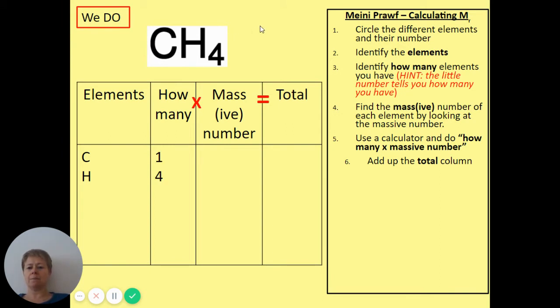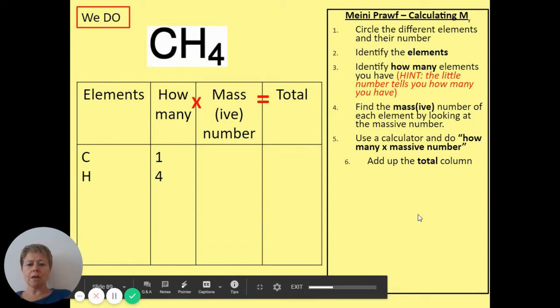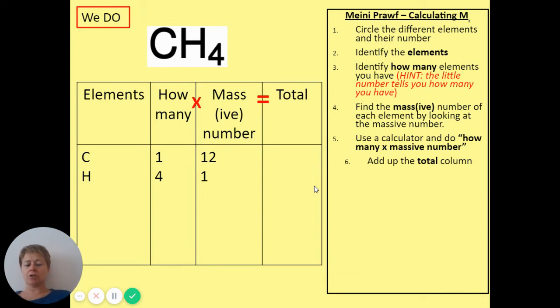Hopefully you're doing this with me. Now have a look at your periodic tables. You need to find the mass number, which is the big number, for carbon, and the mass number for hydrogen. Okay, so hopefully you've got number 12 for your mass of carbon and a number 1 for the mass of hydrogen.